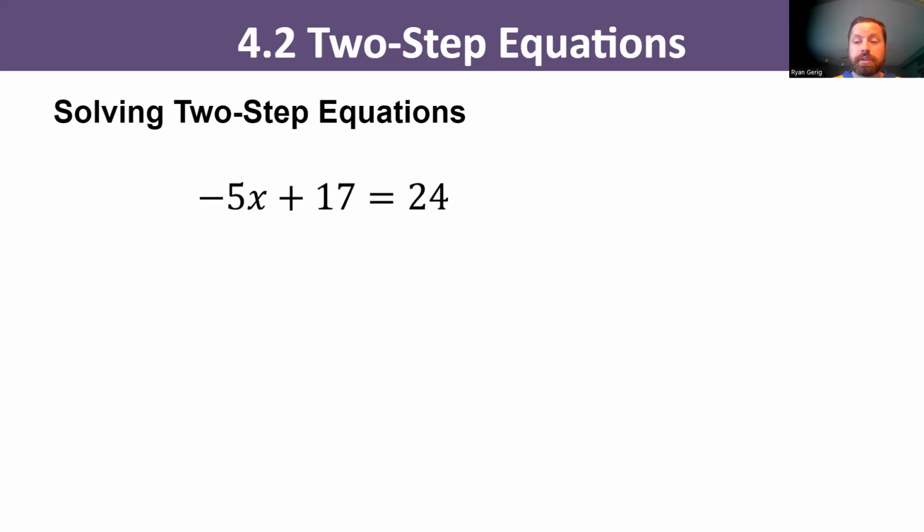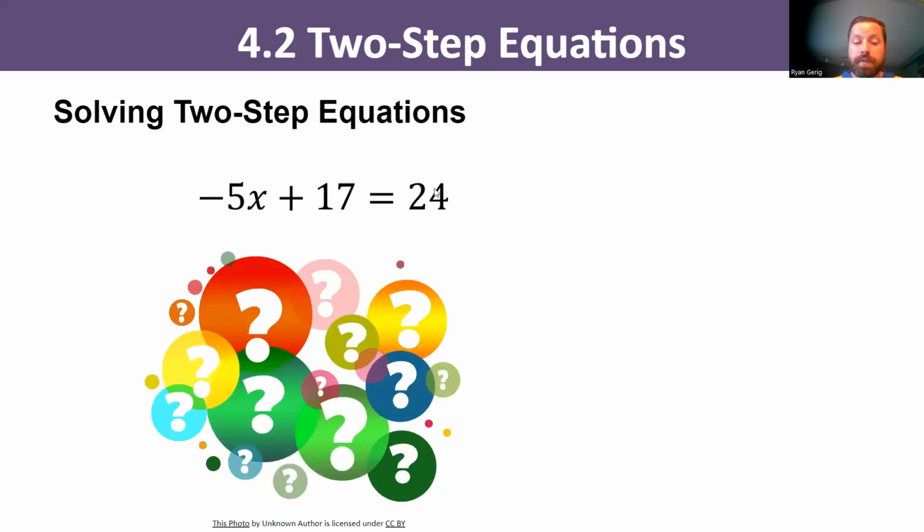What makes it a two-step equation? Well, it's got two operations on the left-hand side, or on the side that involves the variable. So if you look at it, we've got -5 being multiplied by x. But then we also have 17 being added. So we've got two operations going on. Last lesson, it was pretty easy to get x by itself. It was one operation. We just undid that. This one, well, what do we do first?